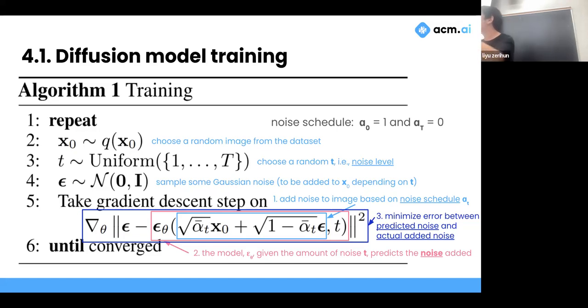And the model predicts the noise that we added to the image, and we're trying to minimize the difference between the actual noise we added to the image versus what the model predicts as the noise we added to the image. Does that make sense?